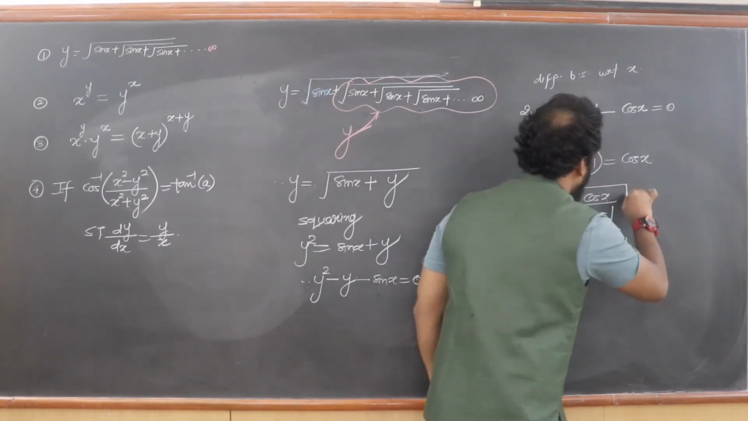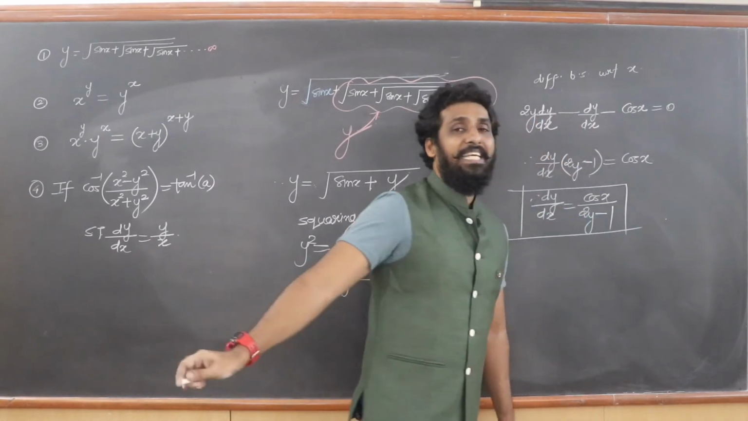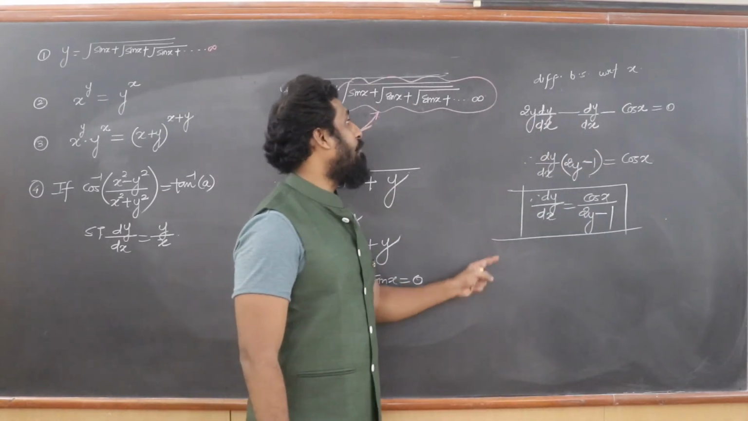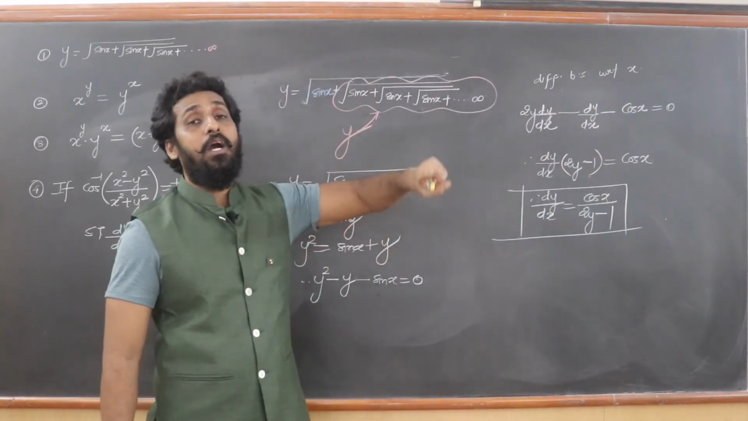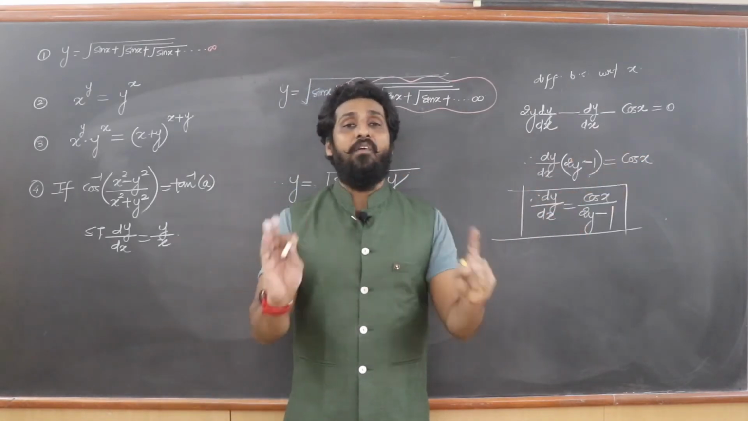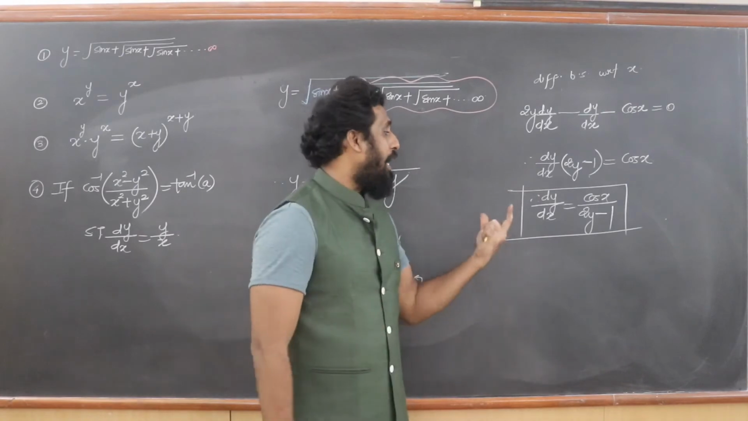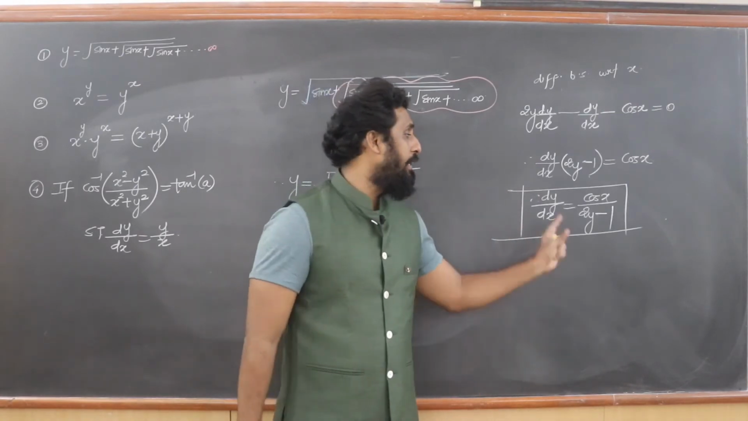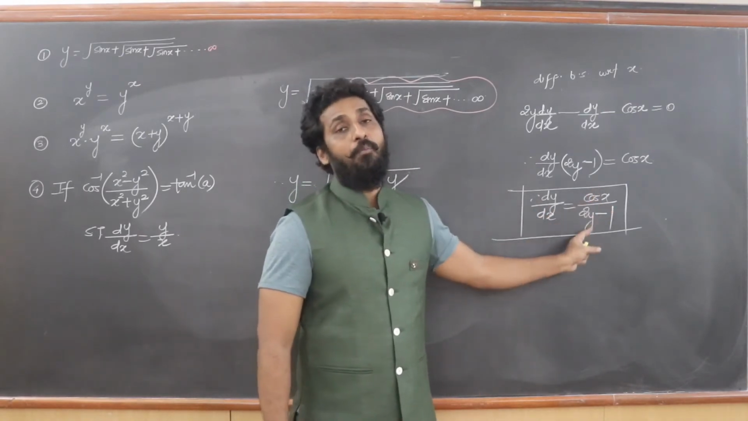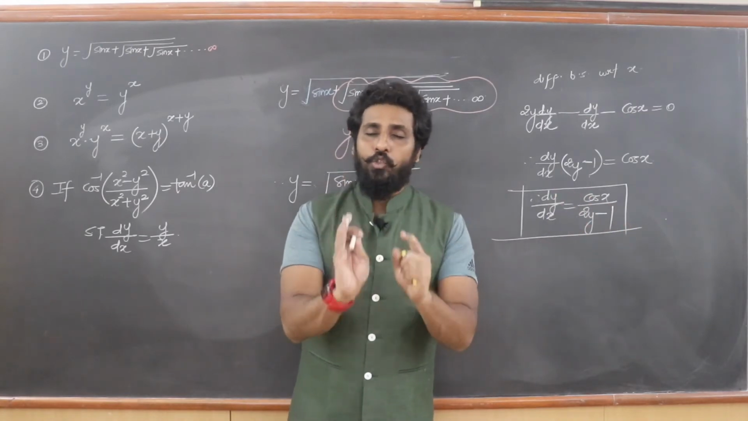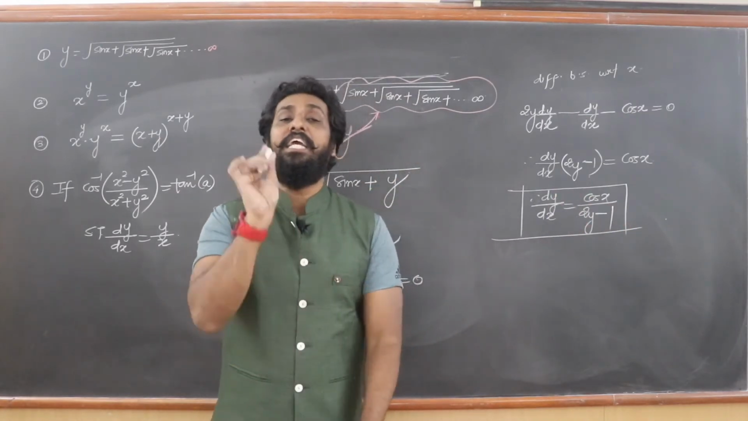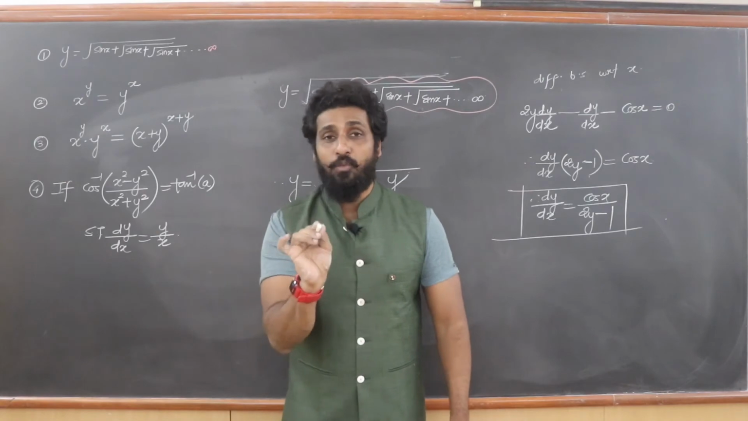So that is how you can easily get the derivative of the function which was continuing up to infinity. So I had y is equal to root sin x plus root sin x plus root sin x up to infinity, and the answer, if you observe, is very simple, dy by dx equal to cos x upon 2y minus 1.